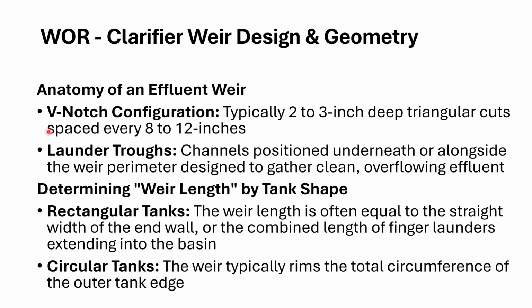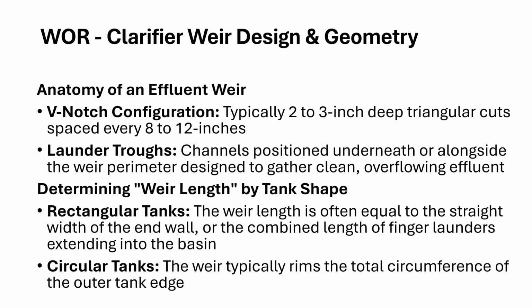And the launder trough, those are channels underneath or alongside, outside the weir perimeter, and that's where the outflowing or overflowing effluent is gathered up and sent to the next treatment stage. Determining the weir length, again, we've talked about two types of clarifiers or basins. We've talked about a rectangular basin or tank, and then we've talked about a circular tank.